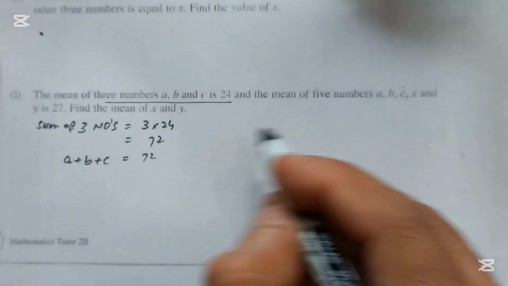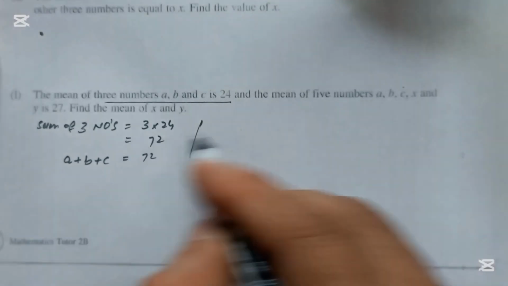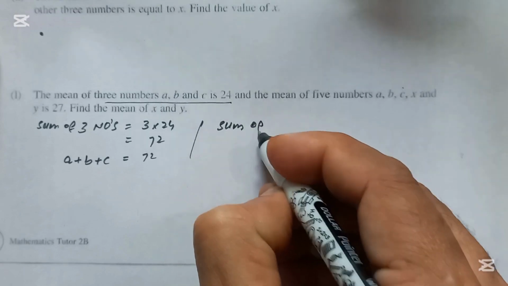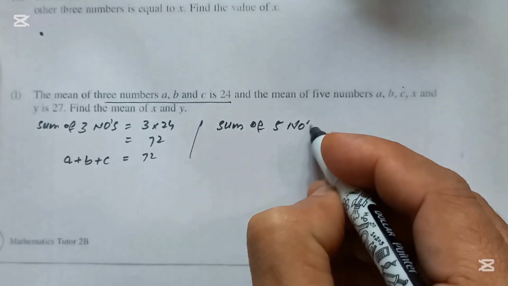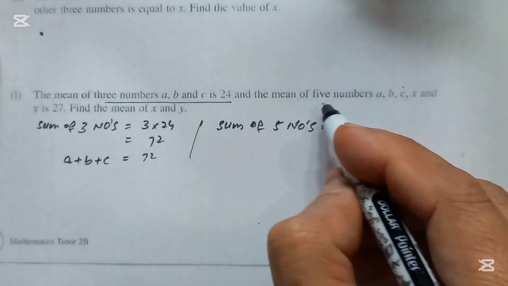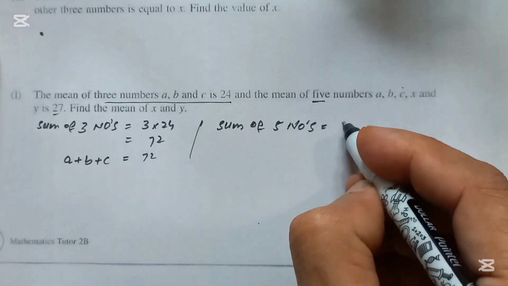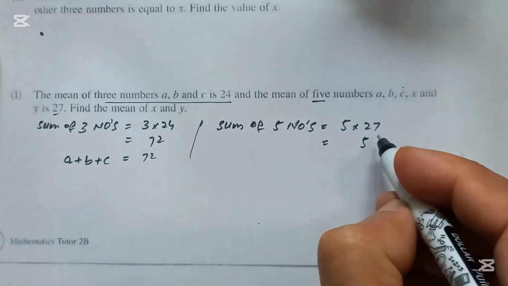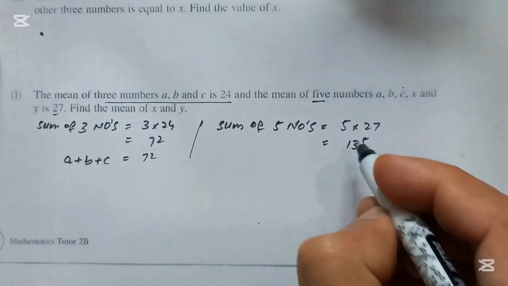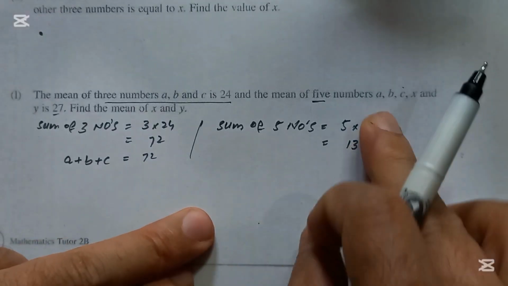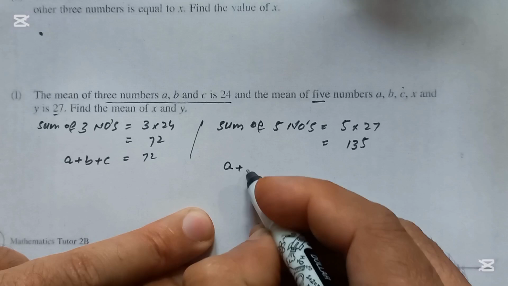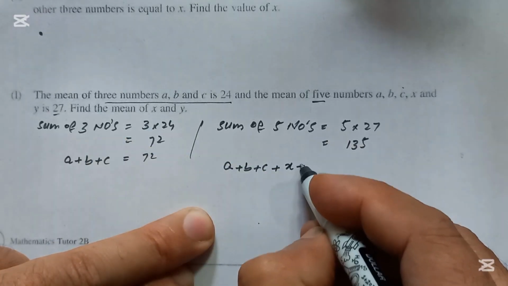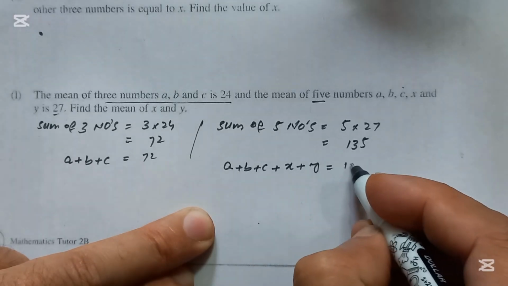And the mean of the five numbers is 27. So the sum of five numbers will be equal to 5 multiplied by 27. 5 sevens are 35 and 5 twos are 10 and 3, 135. And these five numbers are a plus b plus c plus x plus y.